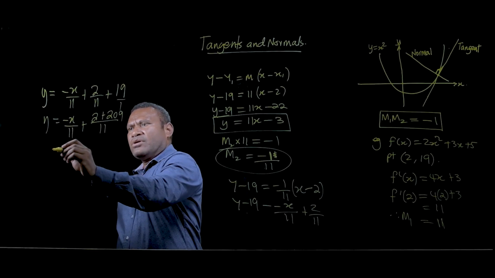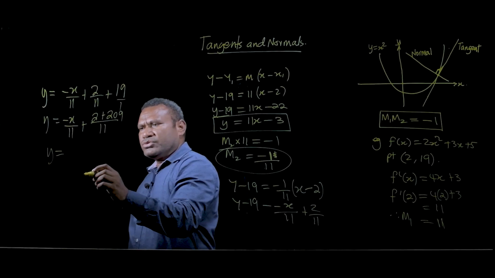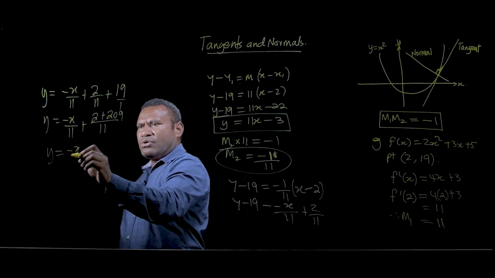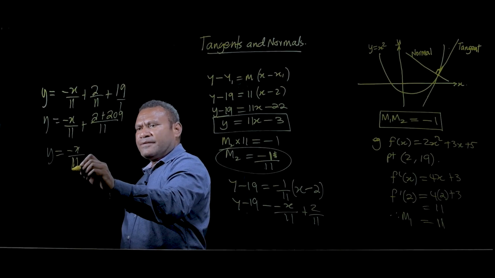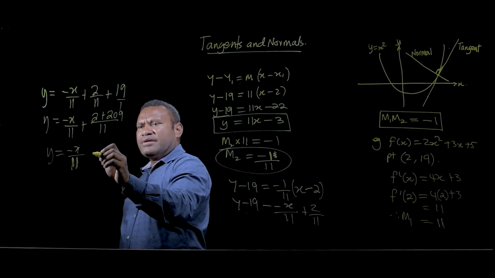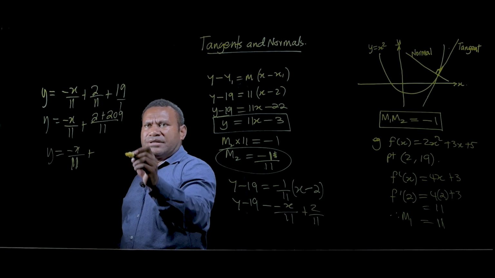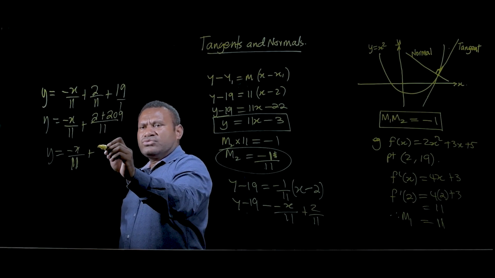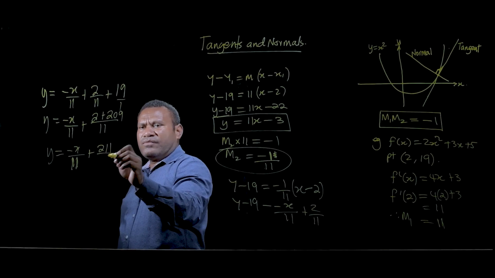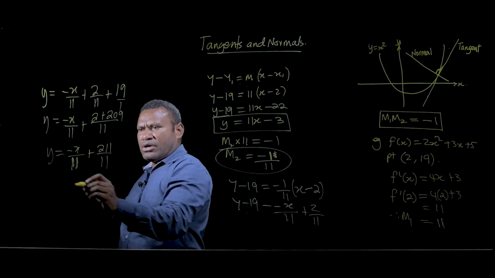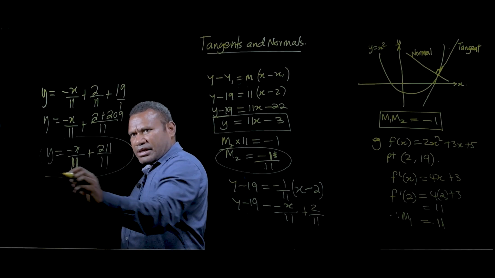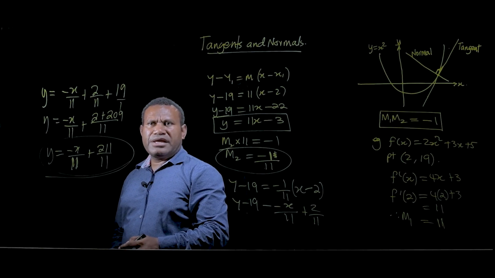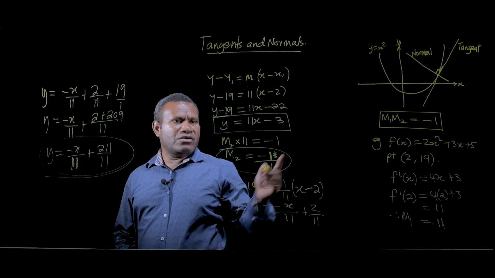So y is equal to negative x over 11 plus 2 plus 209, which is 211 over 11. What is this equation? It's an equation of a straight line, and that represents the equation of the normal.